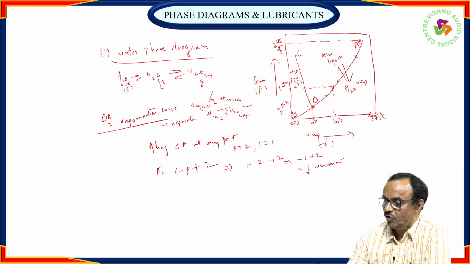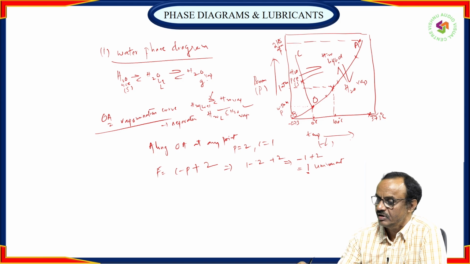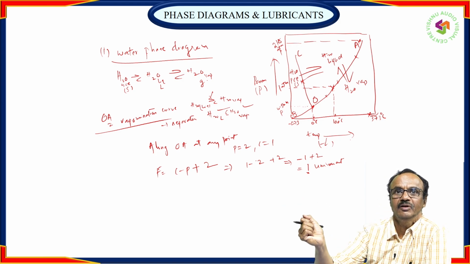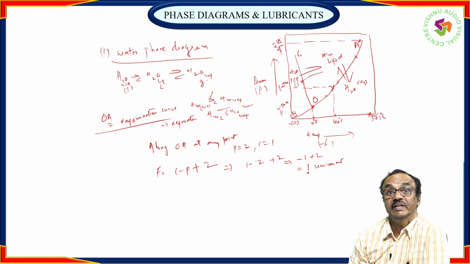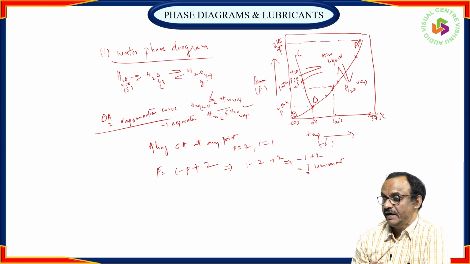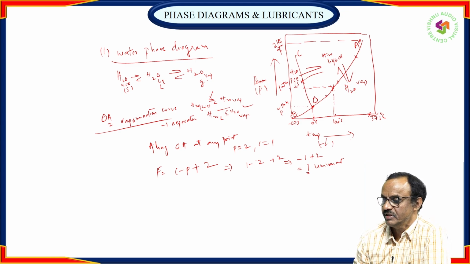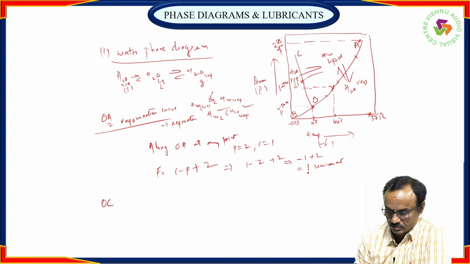Next, curve OB, curve OC. Both are in dynamic equilibrium: ice H2O and liquid. Ice melts. When you open the deep freeze box, it starts melting. As long as it is closed, only then can we maintain dynamic equilibrium, right? So at dynamic equilibrium, this OC curve is called the melting curve.